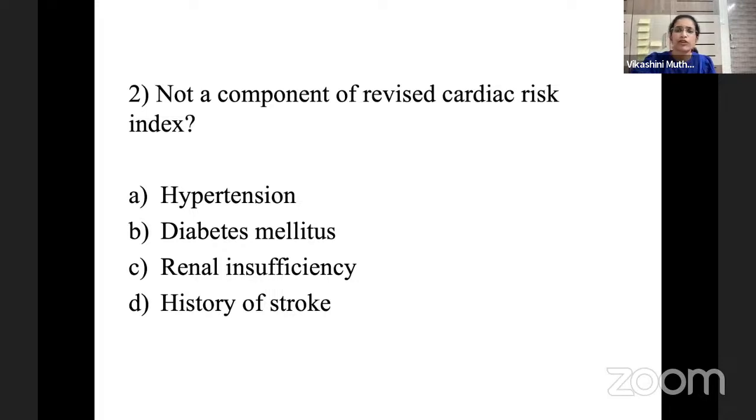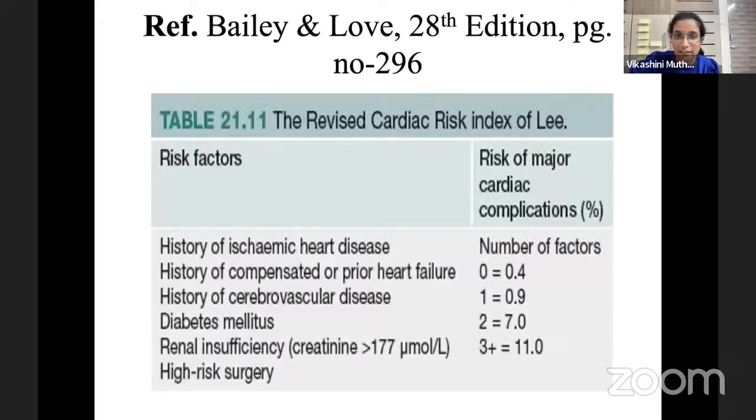The next question: which of the following is not a component of the revised cardiac risk index? Hypertension, diabetes, renal insufficiency, or a history of stroke. Here we have the revised cardiac risk index of Lee. It predicts the risk of cardiac events in a patient who undergoes a major elective non-cardiac surgery. It has around 6 clinical predictors, each of which is given equal weightage. So let's see one by one.